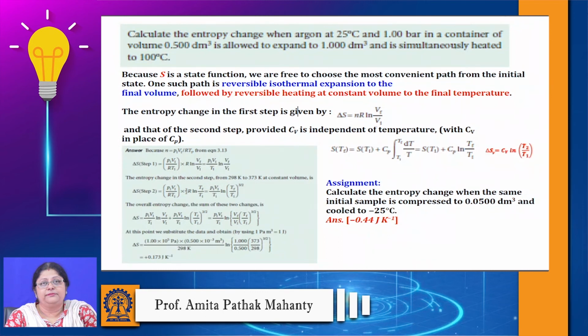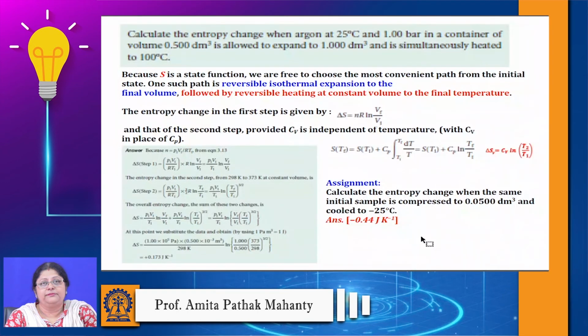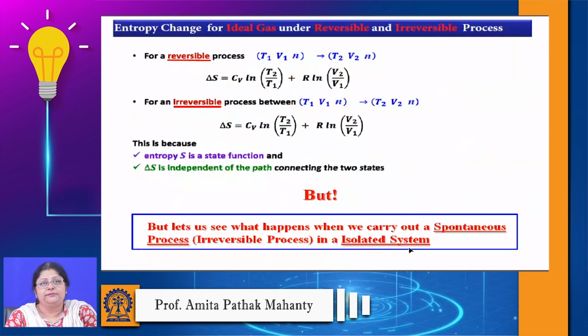Okay. So we are done with the numerical. I have given you another numerical where you are supposed to report the answer in the next class. See here you are going to get a minus, because you are carrying out a compression and cooling is occurring. So you have a minus. So the system is this and surrounding will be opposite to this if you are carrying out a reversible process.